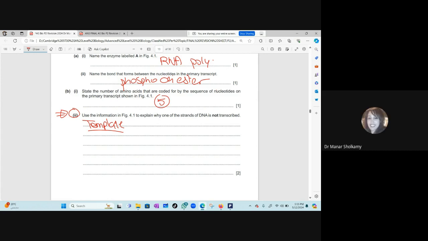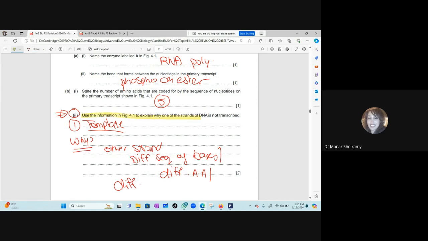And I sent you the mark scheme. Go look at the mark scheme. So we only have one template strand, because the other strand has a different sequence of bases, different amino acids. And this is going to make us produce a different protein that we don't want. We want this strand because the sequence of bases in this strand will give us the protein that we want. It is as simple as that. I'll highlight this question for you.